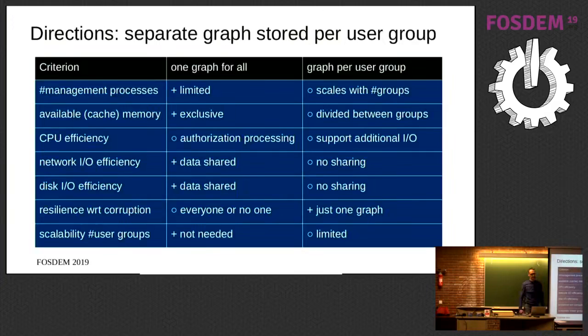So first, let's see what happens when you just make separate graphs for each user group that you have. So I've drawn here a few criteria. We have here the case for one graph for all user groups, and we have here the column for the separate graphs. The first thing that hits you regarding scalability is the number of management processes that you have. Just maintaining a graph for each user group will be very expensive from a management perspective, because you have a lot of processes that go wrong and you have to keep track of all of them.